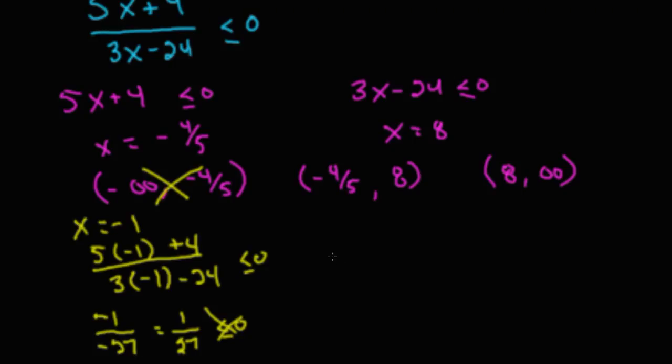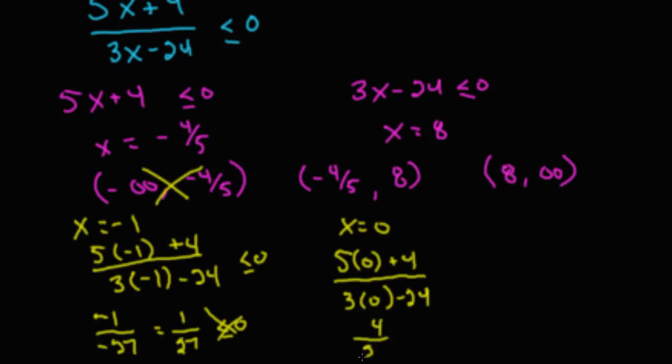Now we look at from negative 4/5 to 8. And again, 0 falls into that category, so we'll say x equals 0. So then we'll have 5 times 0 plus 4 over 3 times 0 minus 24. So then we get 4 over negative 24, so that's going to be negative 1/6. So that is less than or equal to 0. So that falls into that category.